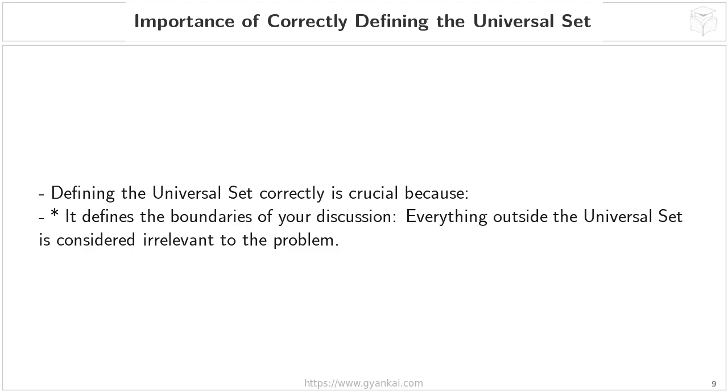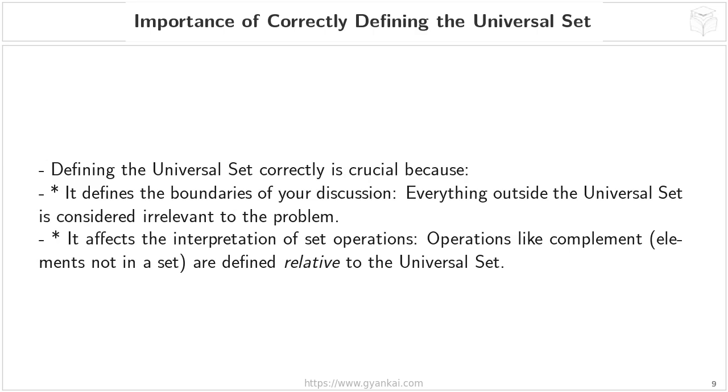Think of it like drawing a fence around everything you're interested in. Anything outside that fence, anything not included in your universal set, is considered irrelevant to the problem. We're essentially saying, we're only concerned with the elements within this set, everything else we're ignoring for the purpose of this specific question. Remember how we talked about the context changing the universal set? This is where that really matters. If you don't define those boundaries clearly, you might accidentally include things you shouldn't or miss things you need.